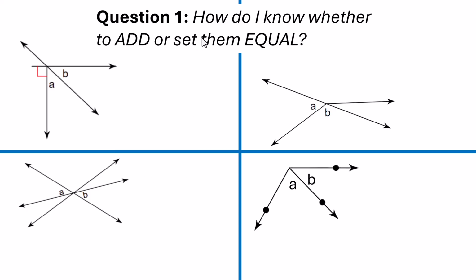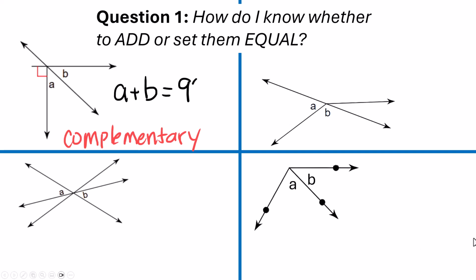So the first question: how do I know whether to add or set them equal? Well, that's why you've got to know the definitions a little bit. When you look at this first diagram, these 2 angles right here are complementary. See the 90-degree mark? That means this side is 90 degrees too. So if you add them together, they're going to be equal to 90 degrees. So that means that's an add.